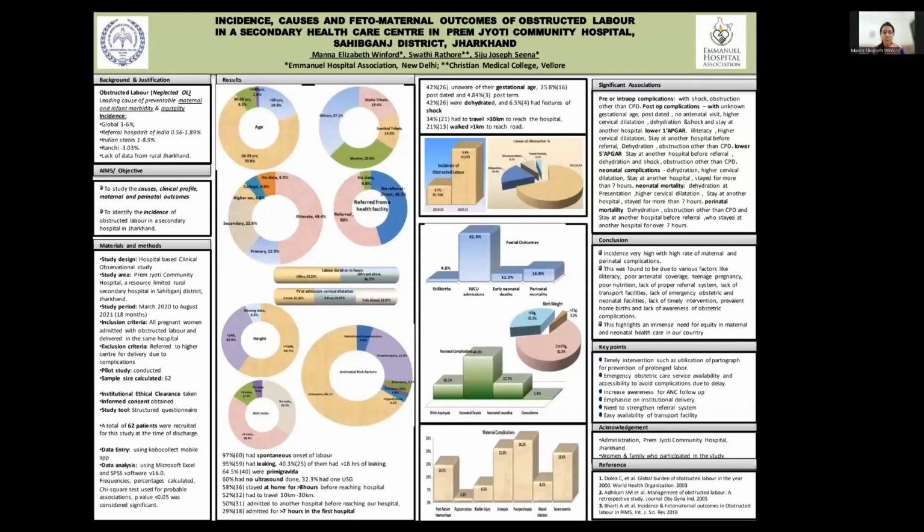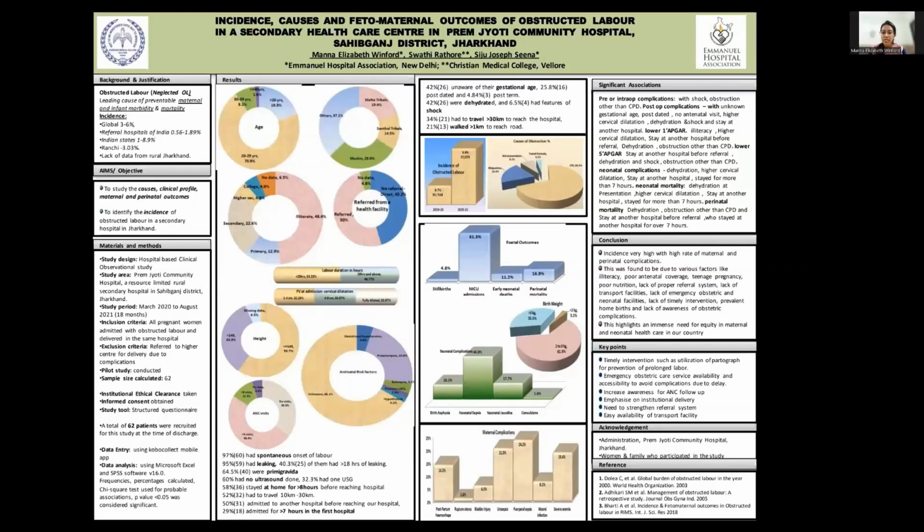It was also found that higher cervical dilatation at presentation was associated with higher neonatal complications and mortality. Staying at another hospital, especially before being referred here, was associated with increased post-op complications, low 1-minute Apgar, and neonatal and perinatal morbidity and mortality. Illiteracy was also associated with a low 1-minute Apgar.